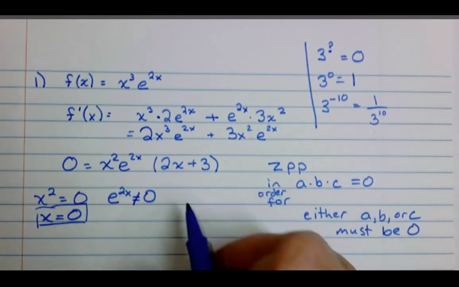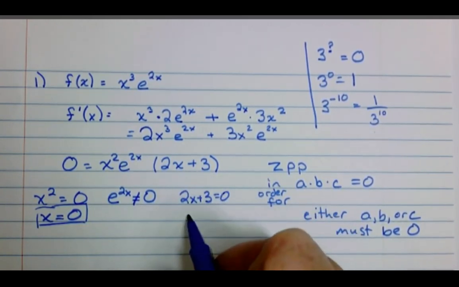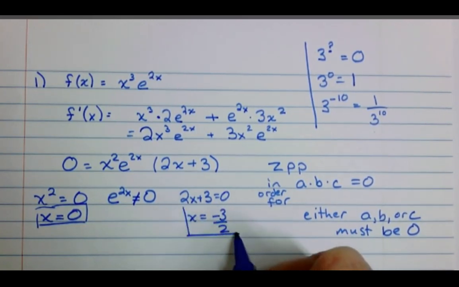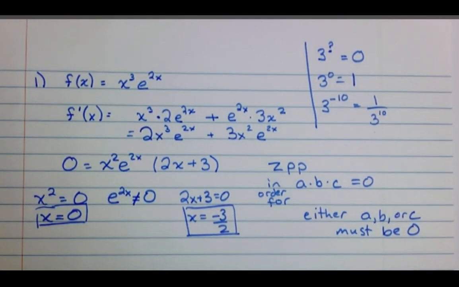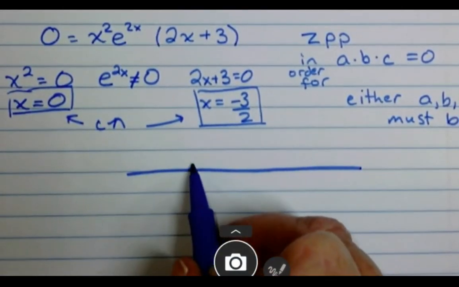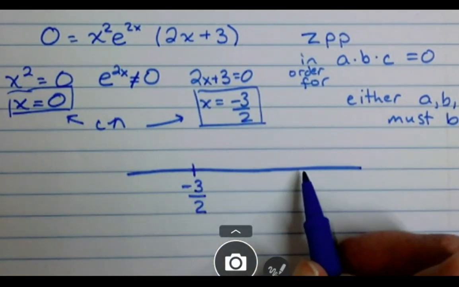Okay, and then 2x plus 3, well, that can equal 0 when x equals, let's see, negative 3 divided by 2. So there we have our two critical numbers. And then we want to find out which ones of these numbers are maxes and mins. So we can make our first derivative test sign chart. And on that sign chart, I'm going to have negative 3 over 2 and 0.